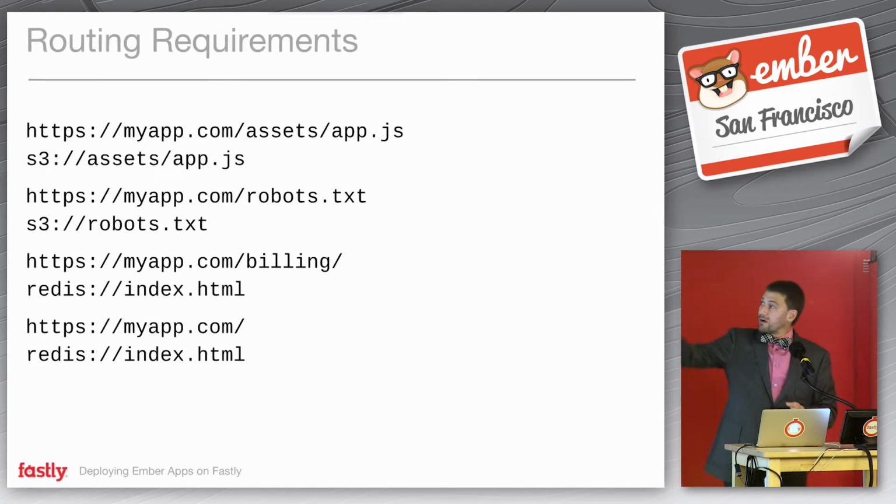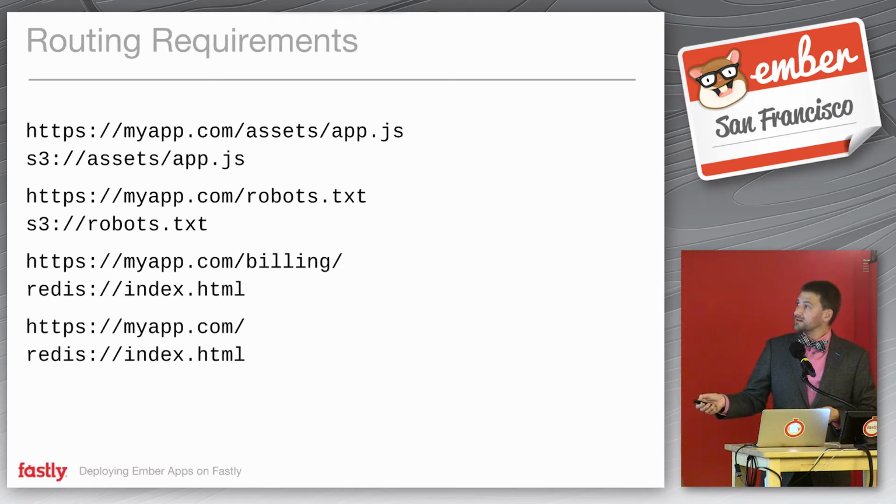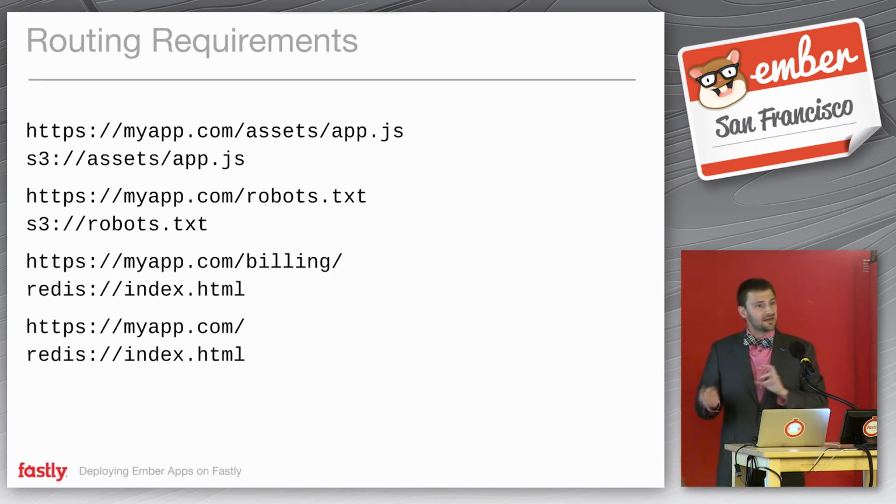So the routing requirements of a single page app, do I have a laser pointer here? I do. If you ask for an asset, then that should go to S3 and pick up the asset. If you ask for a different kind of asset, it should do the same. And then because we have real URLs here with the Ember router, everything else under this URL goes to index.html, so we can serve the app. So this is a slightly complex routing scheme, and Varnish is good at this, and so I'll walk you through some ways we tried to do this routing.